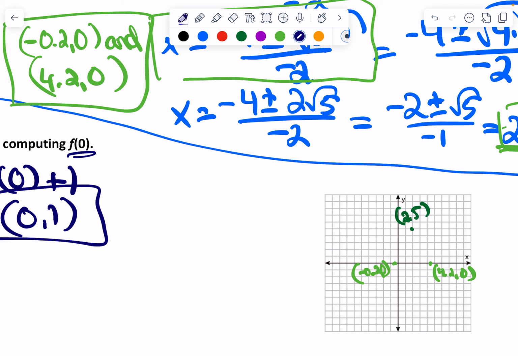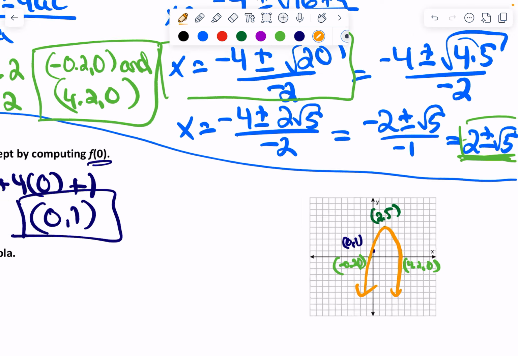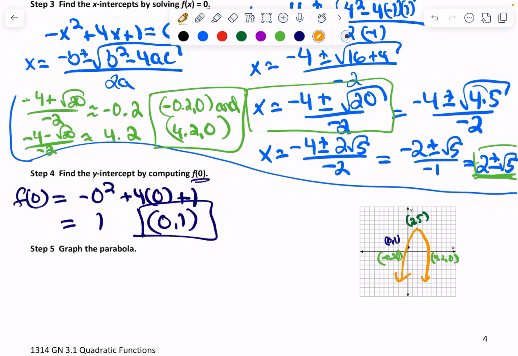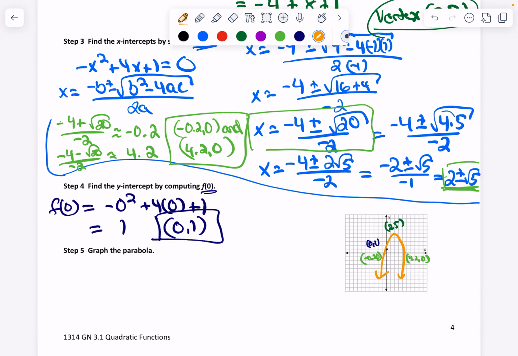Zero, 1, so our y-intercept is going to be right here. Okay, so it opens downward, so we're going to sketch it like this. There we go. We really can't graph additional points, well, yes, we can, but it is going to be more of a sketch anyways, since we're drawing it freehand.